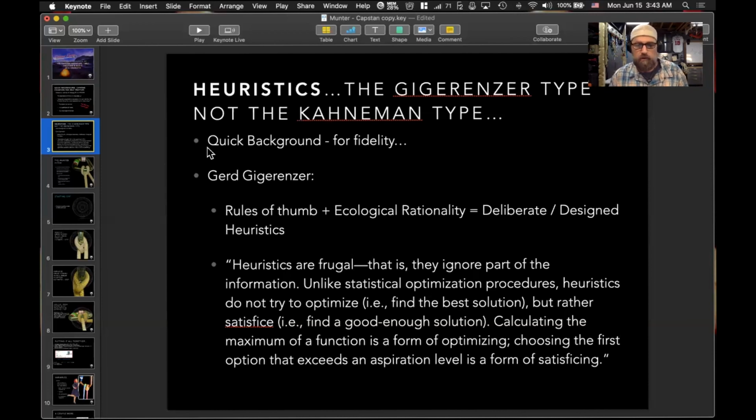So continue on that quote. Heuristics do not try to optimize or find the best solution. Rather, they try to satisfice, which is a combination of words that a guy named Herbert Simon came up with years ago and who also won the Nobel. Calculating the maximum of a function is a form of optimizing. Choosing the first option that exceeds an aspiration level is a form of satisficing.